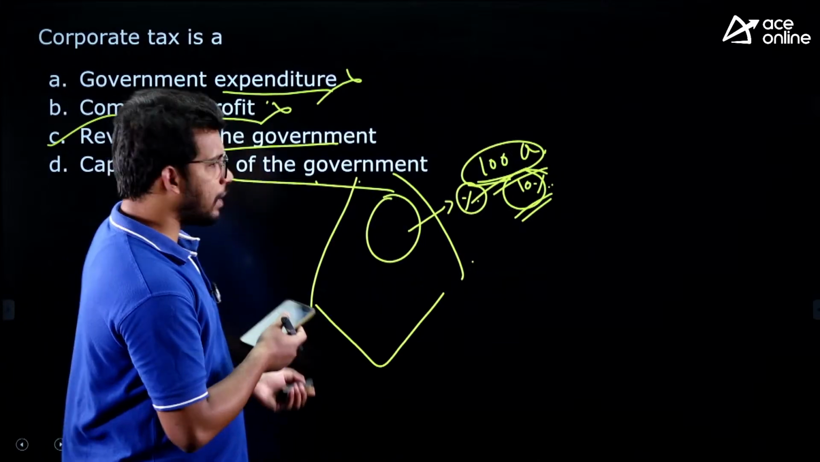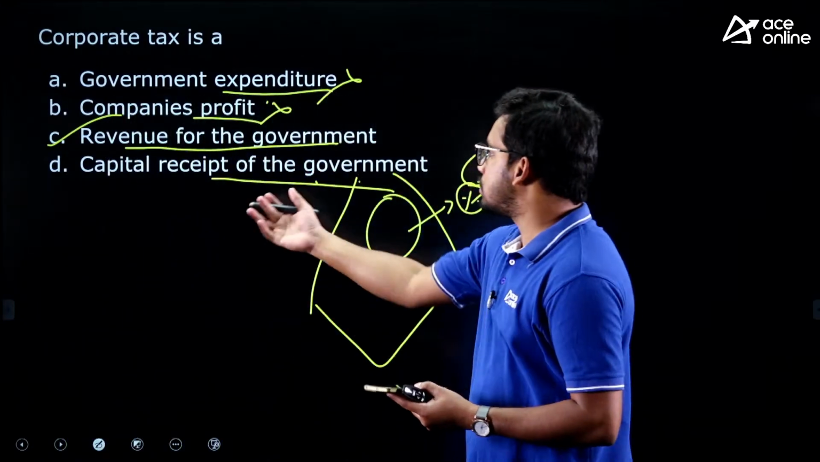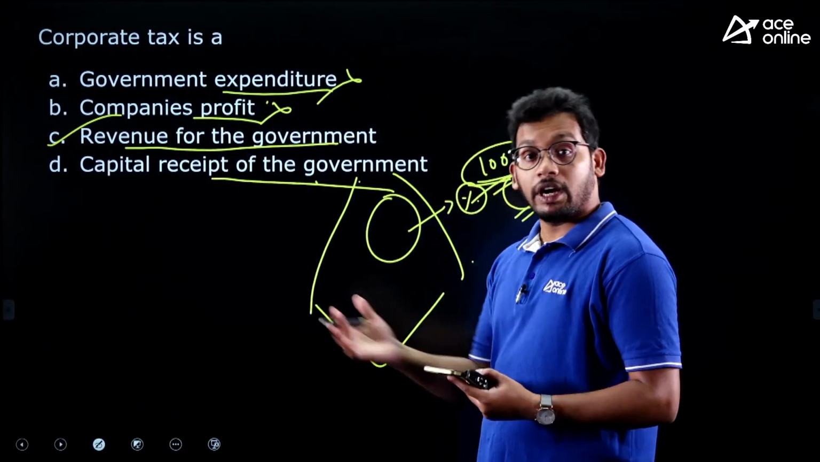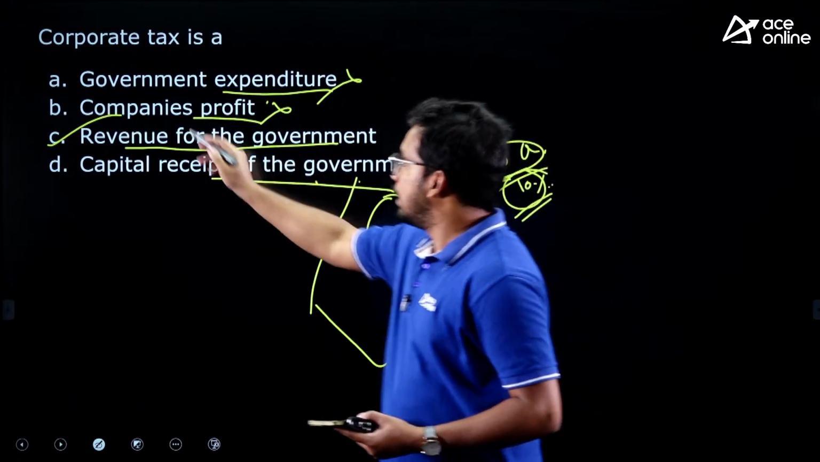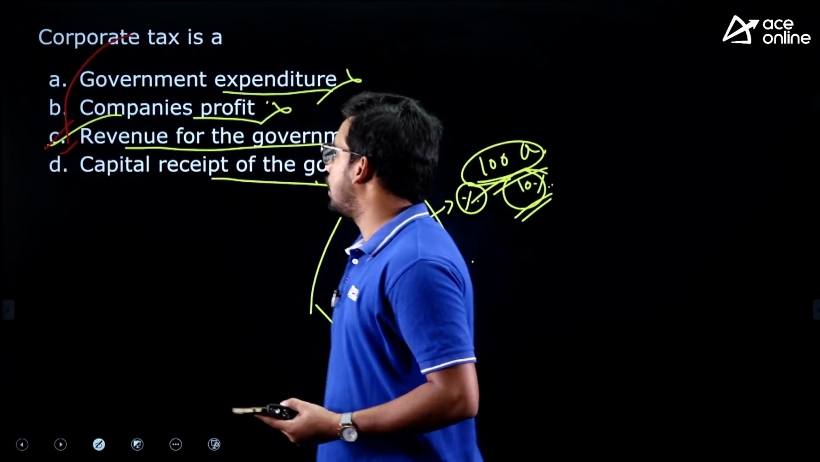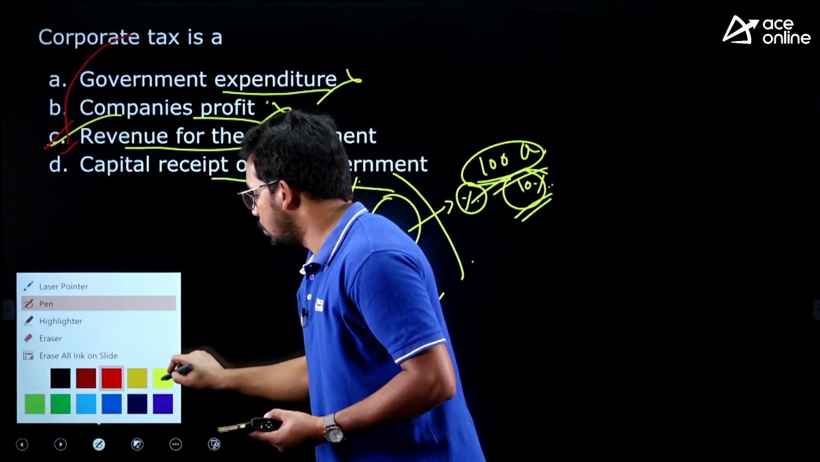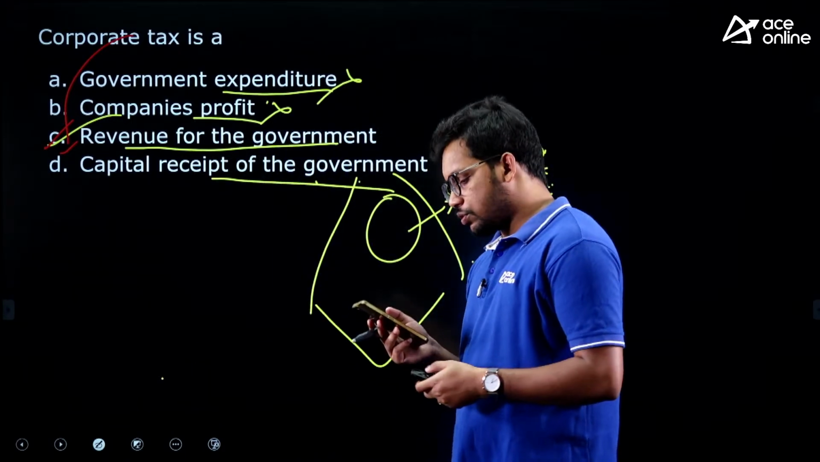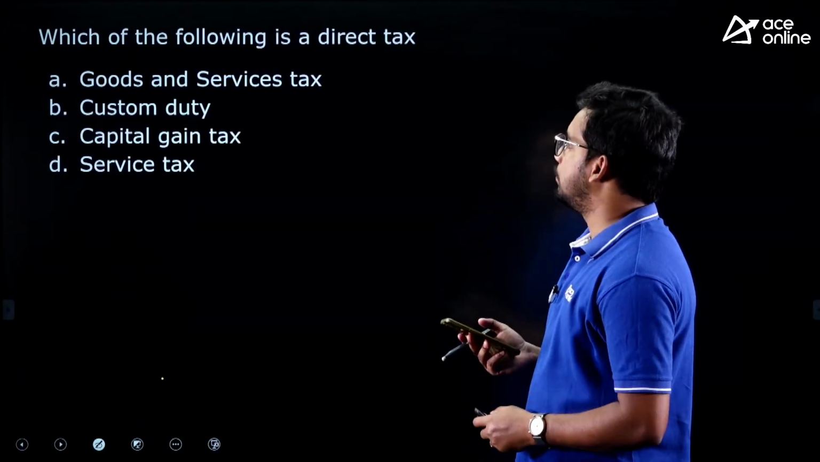So for the previous question, tax forms part of revenue, a one-time payment the government need not pay back. That's why corporate tax is revenue for the government. Jahnavi, very good. So the answer was correct as C.